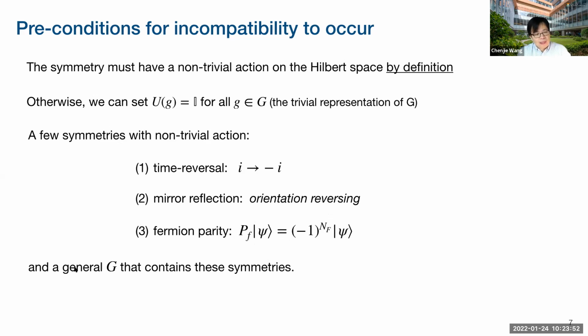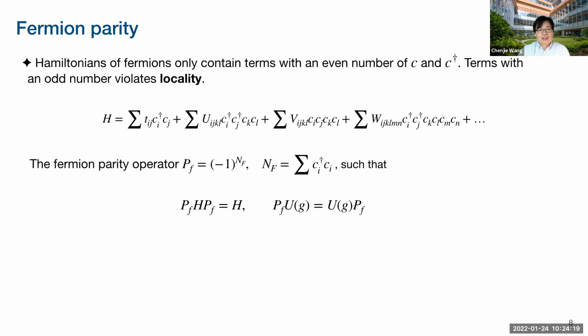These are the common symmetries that, by their very definition, have a non-trivial action on the Hilbert space. And more generally, you can study a general symmetry that contains time reversal, mirror reflection, or fermion parity. Maybe there are some others. This list is not complete, but you can contain some of them as part of your total symmetry group G. Then this total symmetry group G may also be enforced to break, if not completely, then partially. So that's the preconditions.